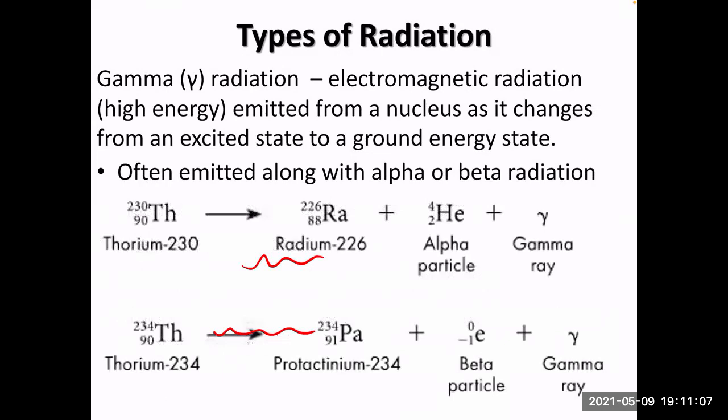So here is showing you the breakdown of thorium into different elements, as well as these different particles and this gamma ray as well. The gamma ray uses this lowercase gamma symbol, but sometimes you'll see it written with that little y looking thing and then 0 and 0.